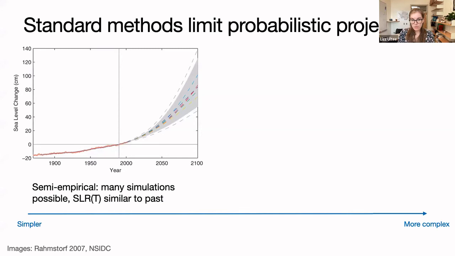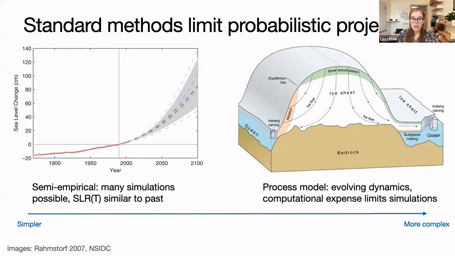On the more complex end of the spectrum, we have ice sheet process models and models for the various processes involved in ice sheet dynamics. Process models can evolve dynamics, and so a future fundamentally different from the past is possible with consistent physics, but the computational expense of these models means that we can't do as many simulations as we would like to fully characterize the wide range of future possibilities.